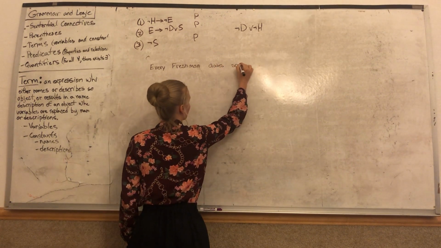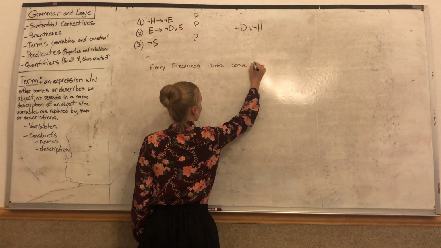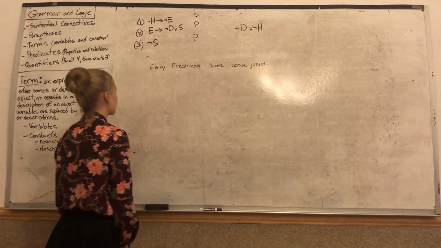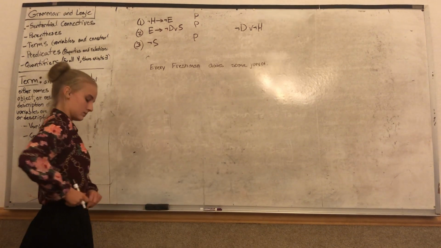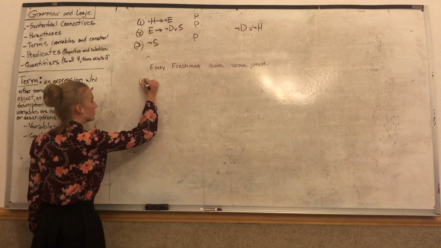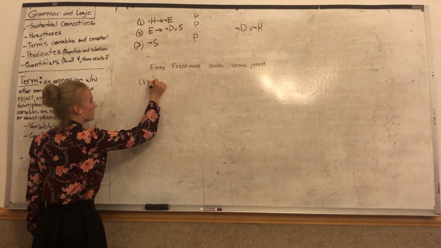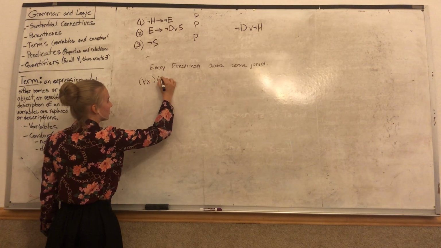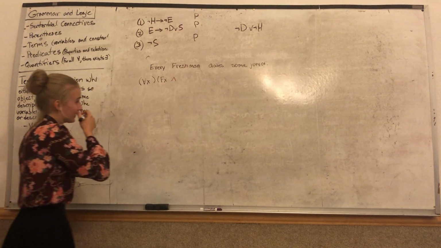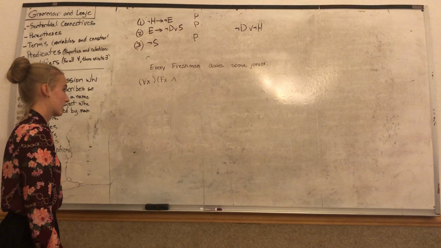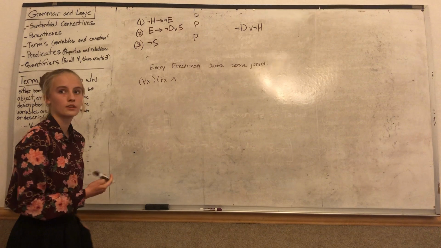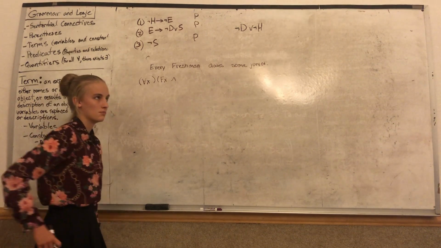Every freshman dates some junior. This is gonna be a harder one, a little more tricky. For all X, where X is a freshman, X dates... Don't you want to add there exists Y? Don't you have to add that quantifier? No, they can both be X.